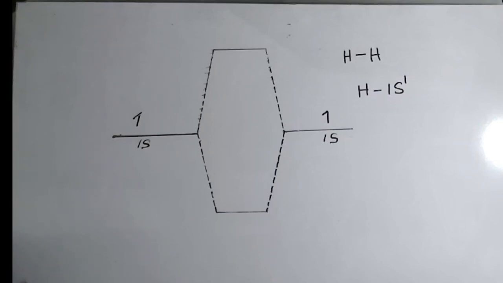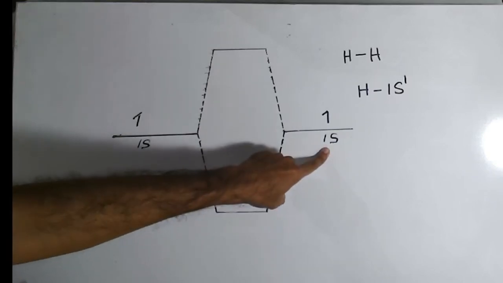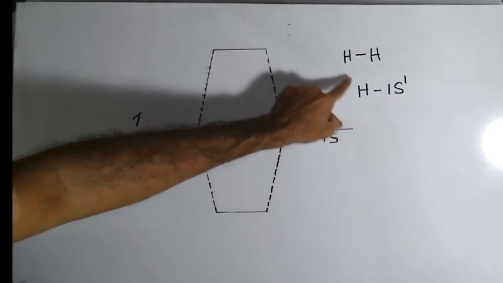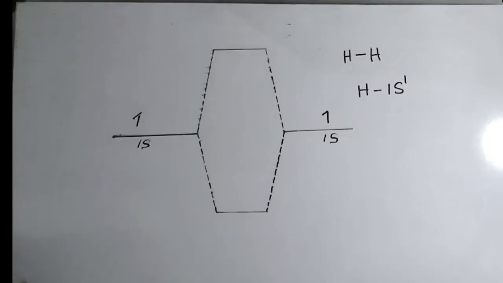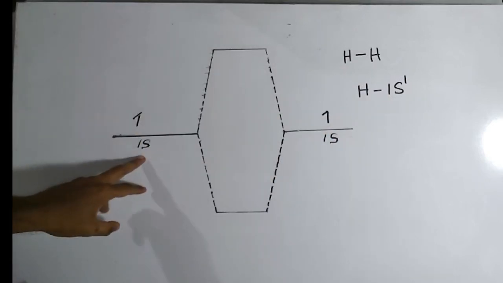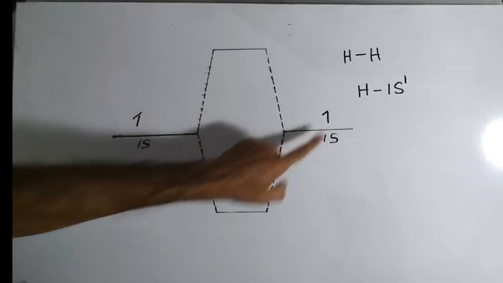To build up a molecular orbital, we have to have at least two atomic orbitals. Those orbitals will be 1s and 1s, coming from two hydrogen atoms. Then they have one electron each. We can represent this in the normal way.